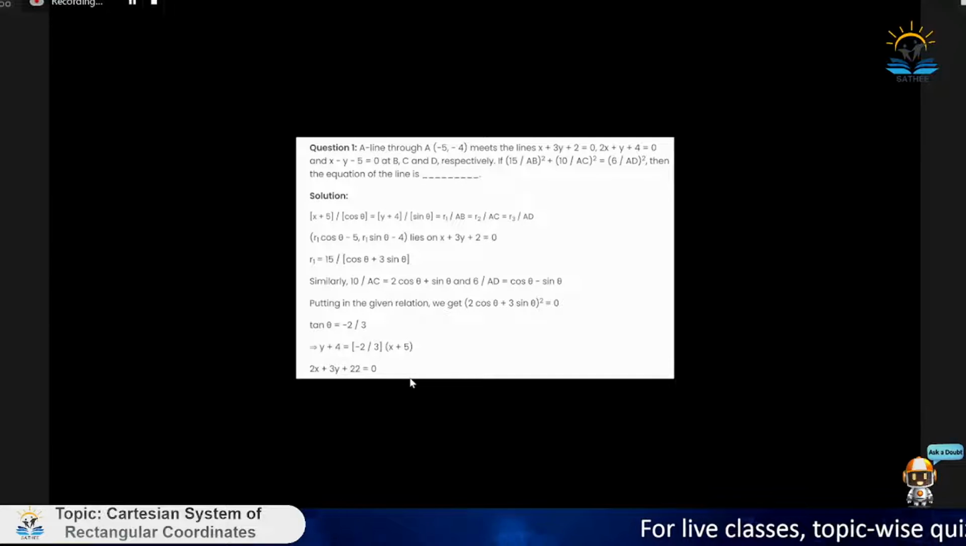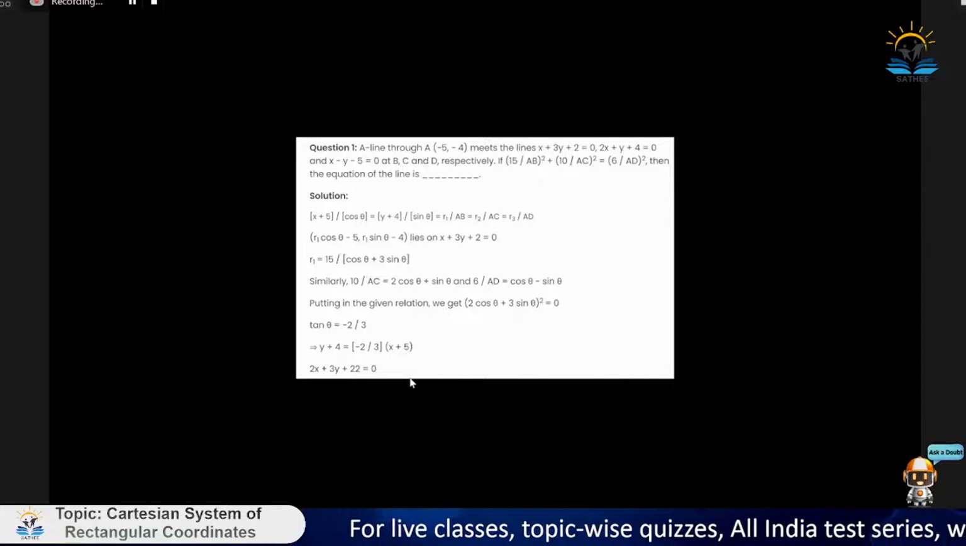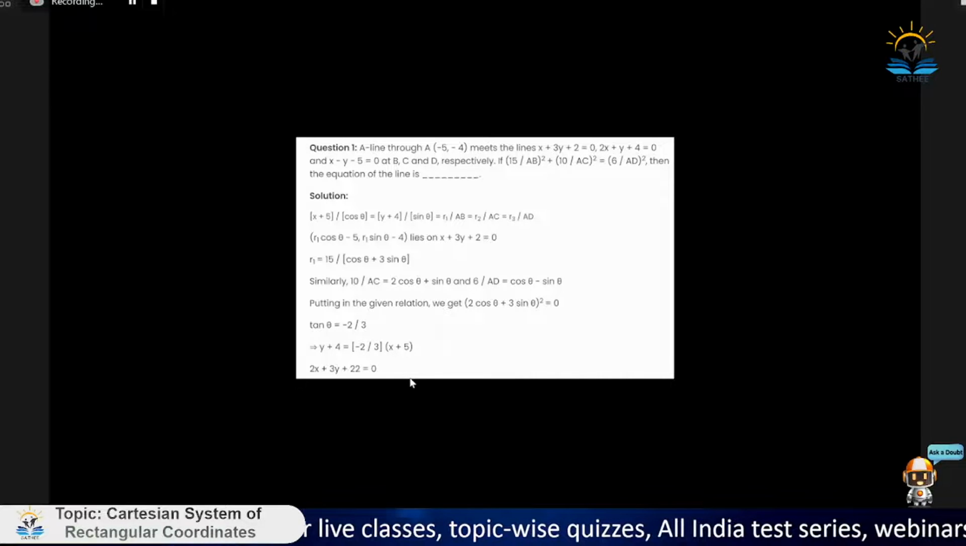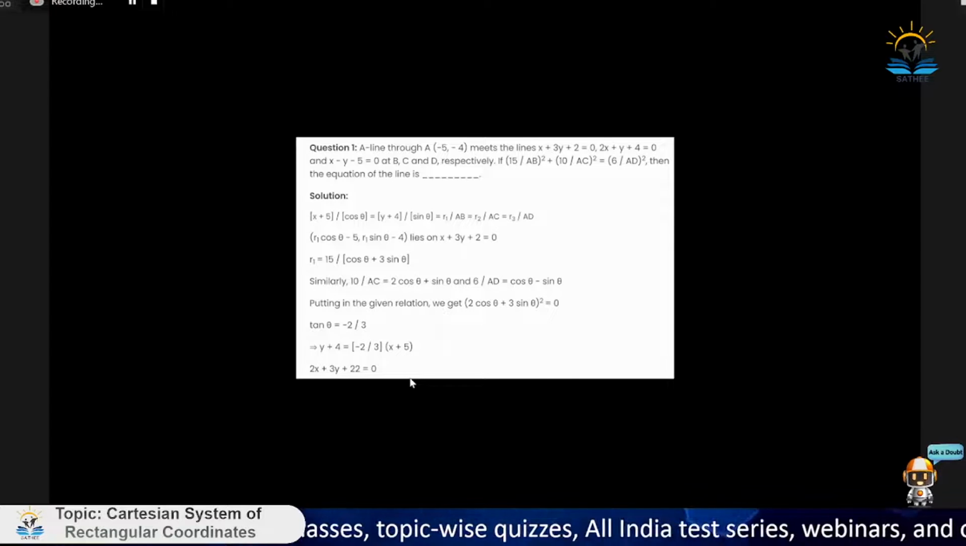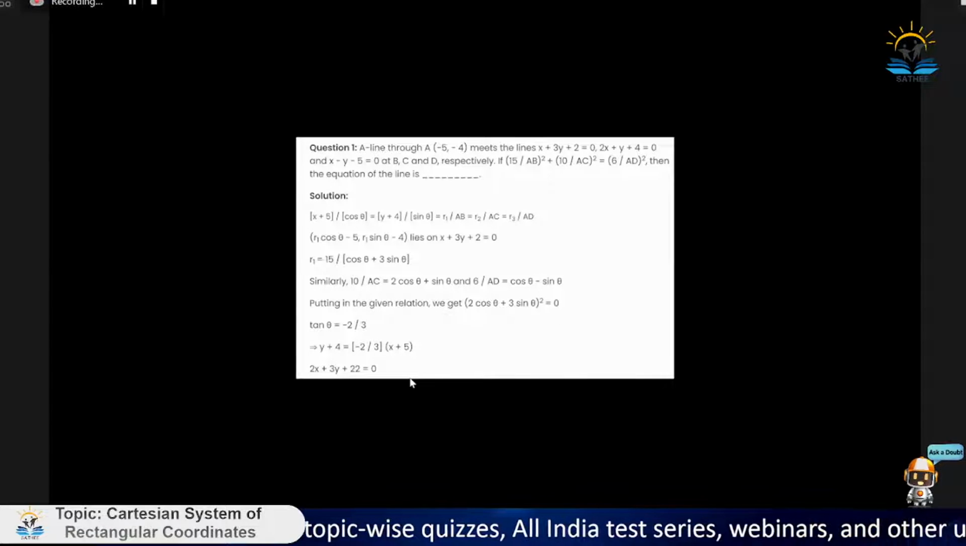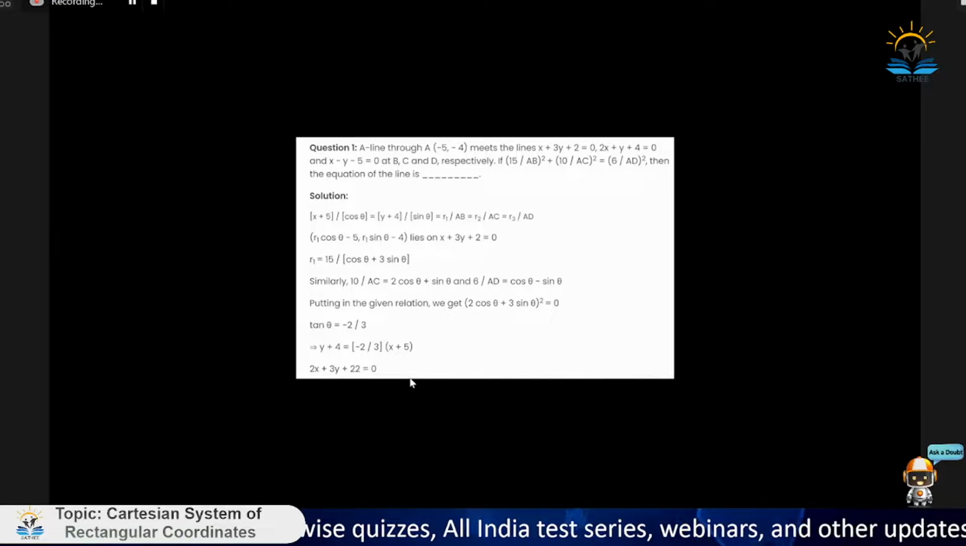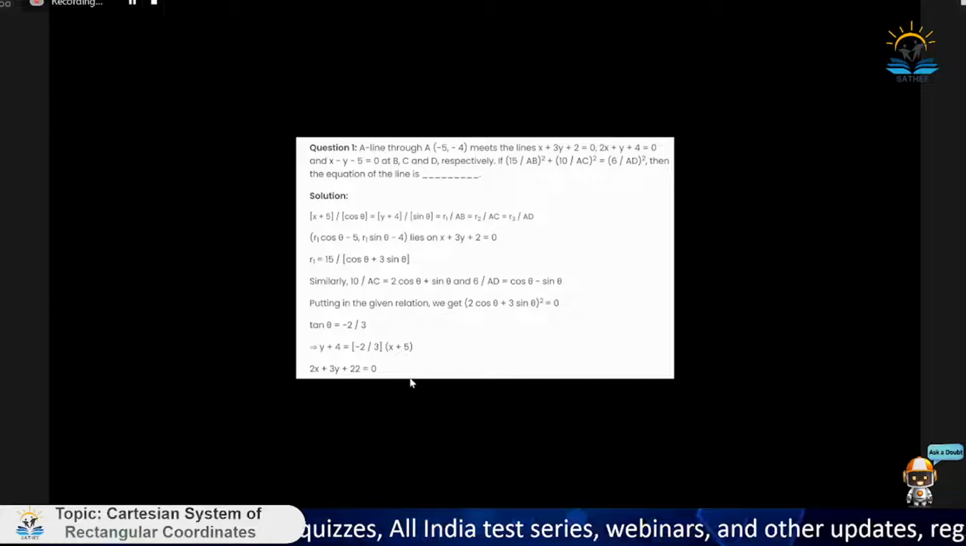Here there is a line which is passing through minus 5, 4, and it meets the lines x plus 3y plus 2 equal to 0, 2x plus y plus 4 equal to 0, and x minus y equal to 0 at points B, C, D. And here we had a relation between AB, AC and AD. So we are asked to find the equation of the line.